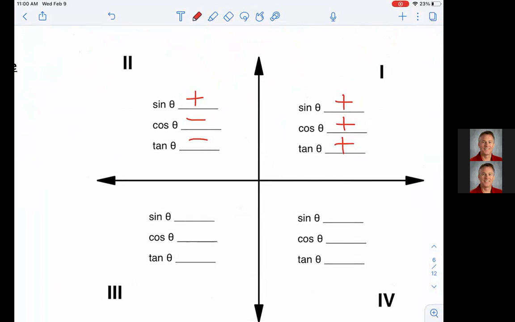In the third quadrant, the lower left, well, the sine, which is a y value, that's negative, and the cosine is negative. Therefore, the tangent is positive because a negative divided by negative is positive. And then last but not least, in the fourth quadrant, the sine, which is the y value, is negative. The cosine, which is the x value, is positive. And therefore, the tangent is negative.